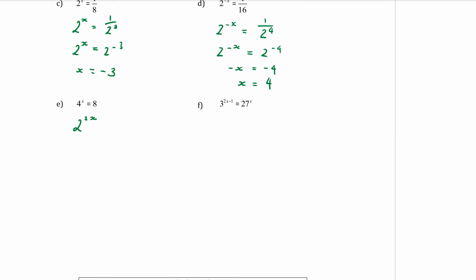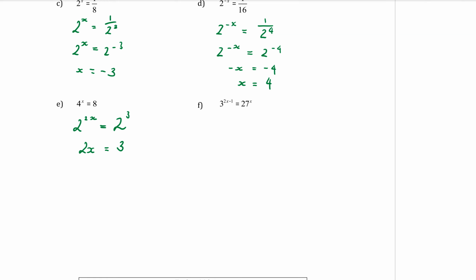All right. Then the 8 with a base of 2. We've done this lots of times now. It's 2 to the power of 3, good. And now the bases are the same. Once the bases are the same, we make the powers equal to each other. So 2x on the left equals the 3 on the right. The bases just disappear. We're just making the powers equal.